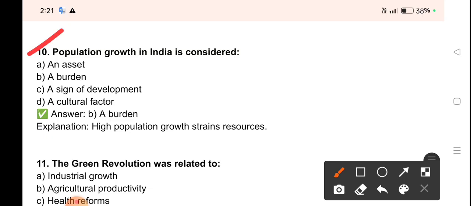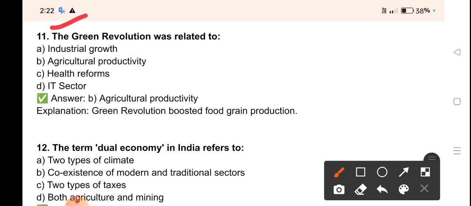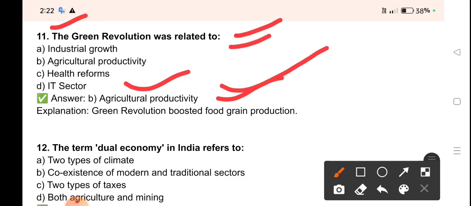Population growth in India is considered a burden. High population growth strains resources. The Green Revolution was related to agricultural productivity. That is the correct answer. The Green Revolution boosted food grain production.